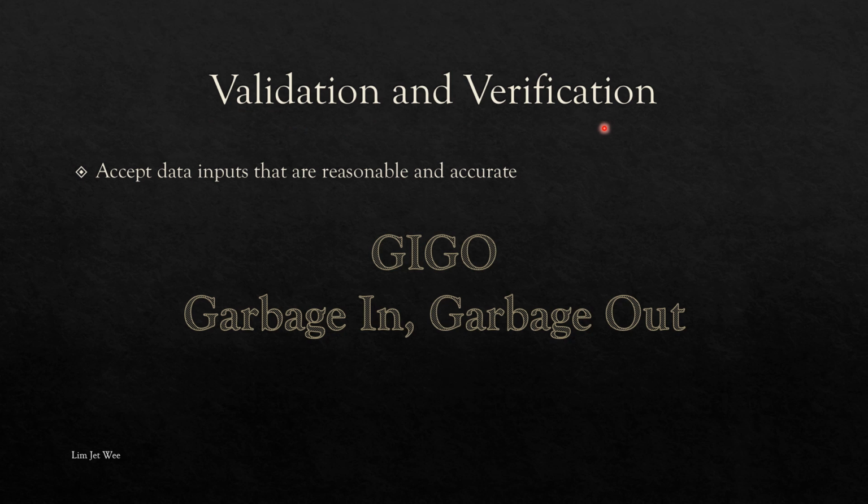All right. Now, why do we do both of these, validation and verification? Is because we want to accept data input that are reasonable and accurate. Okay, so we want accurate data. We want good data to go into the system. Why? Because of the term GIGO, right, which actually stands for garbage in, garbage out.